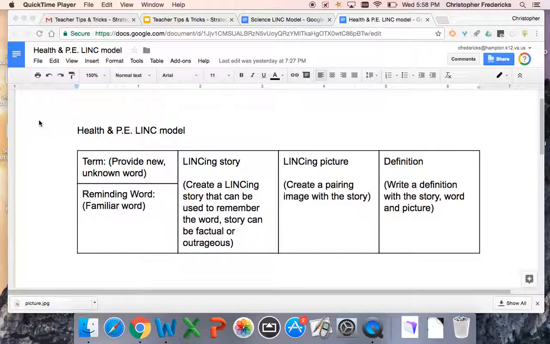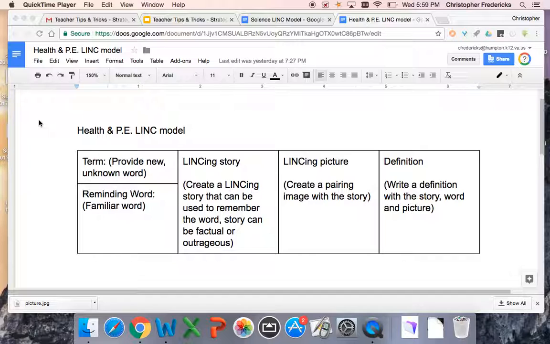Hello again, everyone. In this video, I'm going to show you how to structure the links model to assist your vocabulary instruction. The link strategy is a model that transforms a potentially weak link between a word and its definition into a chain of very strong links.